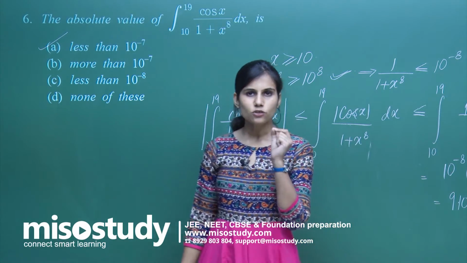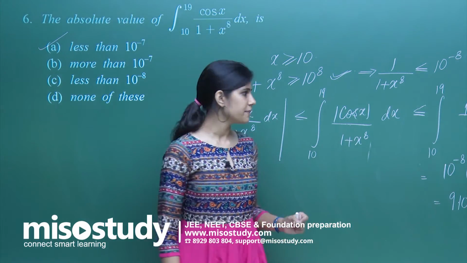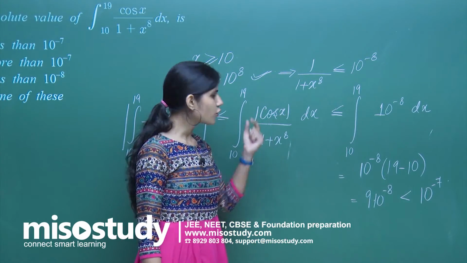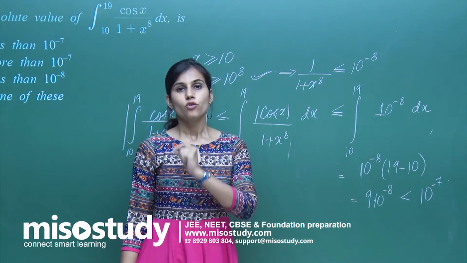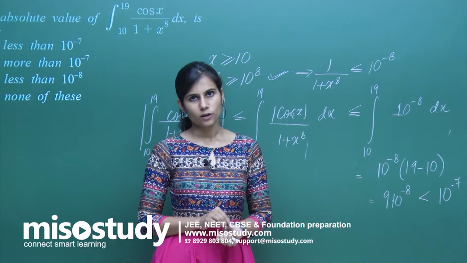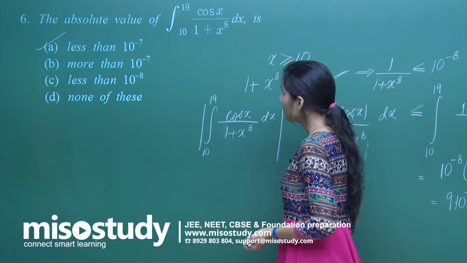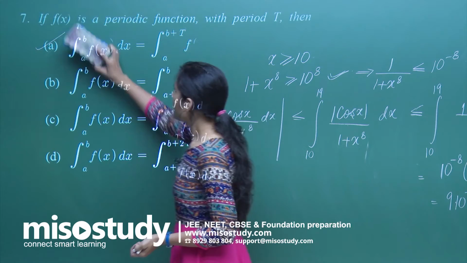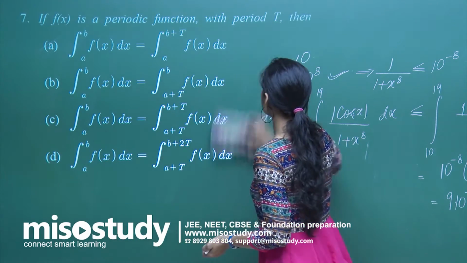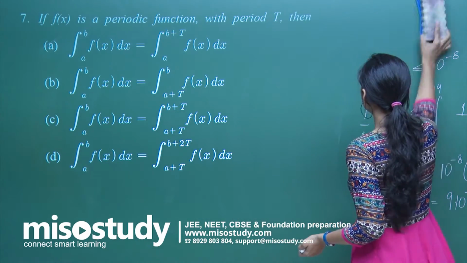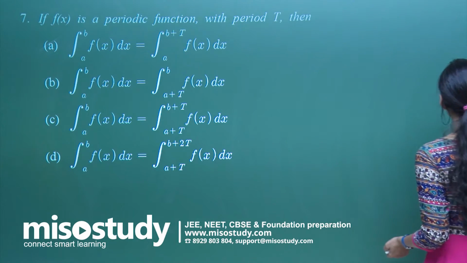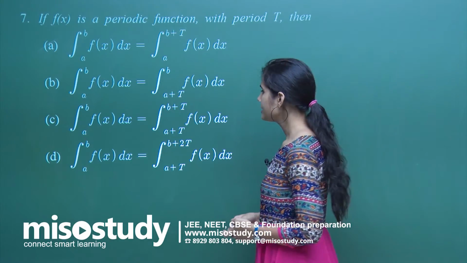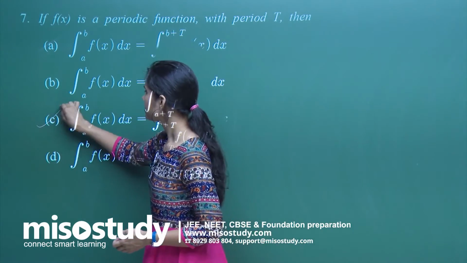The only thing to be used over here is the very simple concept that mod of the integral is less than or equal to integral of the mod, and that mod of cos x is always less than or equal to 1 no matter what real number x is acquiring. Next question says, if f(x) is a periodic function with period T, then which among the following is the correct statement? Now over here, if you remember the theory part that we've done, directly you will be able to see the answer. Which one is it? It is option C, isn't it?